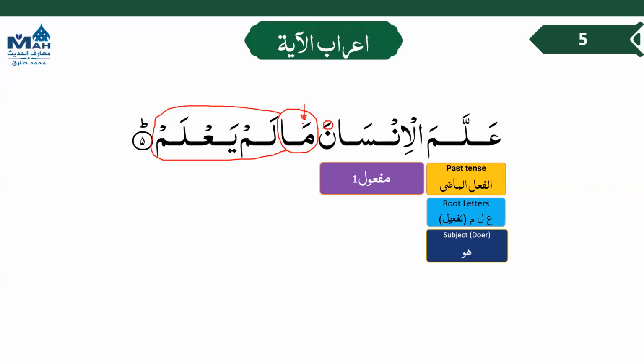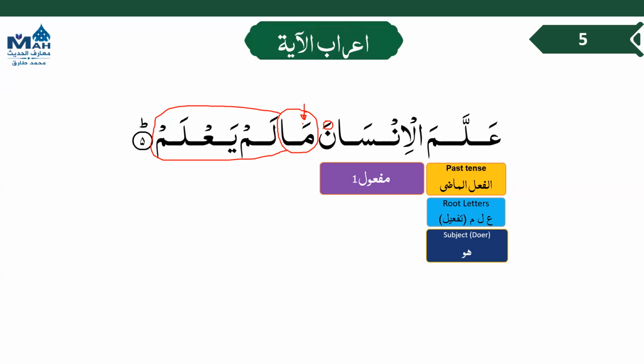So now if ma is ismul mawsool, what is its position in the sentence? It's maf'ul for allama. Yes, second maf'ul. Good. So when it's maf'ul, what is the i'rab of ma? Mansoob. Very good. So, Diba, why is ya'lam majzoom? Because of lam. What is the fa'il of ya'lam? The fa'il is huwa, reverting where? Towards insana. Okay, good.